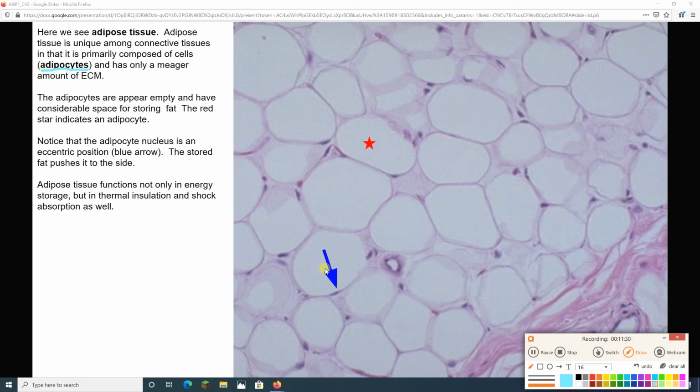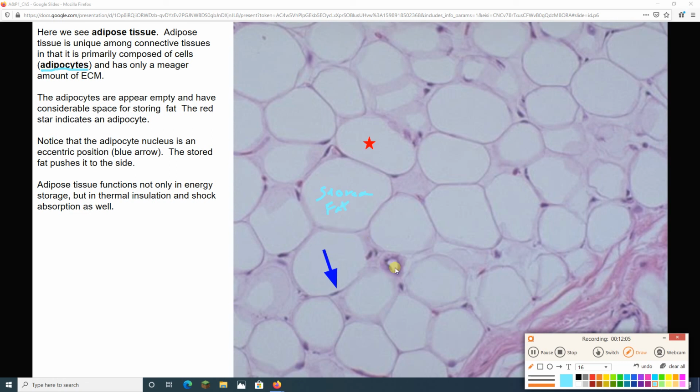Adipocytes. Adipocytes are cells that store fat. So these cells are going to look empty because in real life, in the human body, this space in here would be filled with a droplet of oil, a droplet of fat. So you would find stored fat in this space right here. Okay? Stored fat in there.